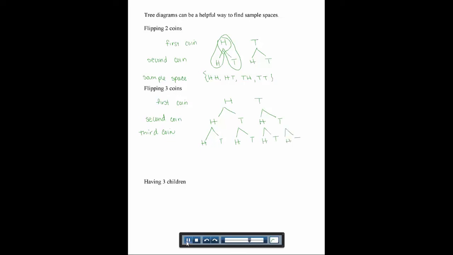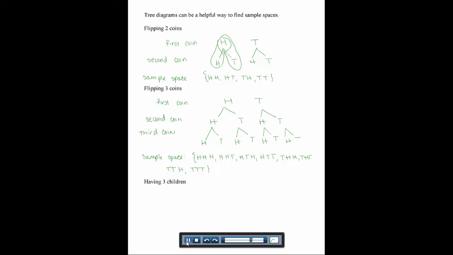Okay, so now to write our sample space, we could have 3 heads, head, head, tail, or head, tail, head, head, tail, tail, or tail, head, head, tail, head, tail, tail, tail, head, or tail, tail, tail.